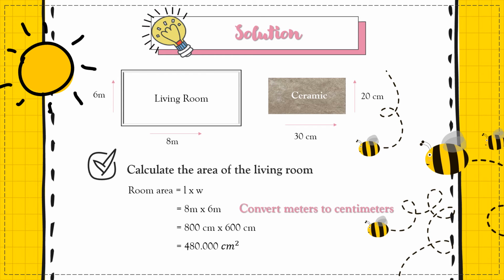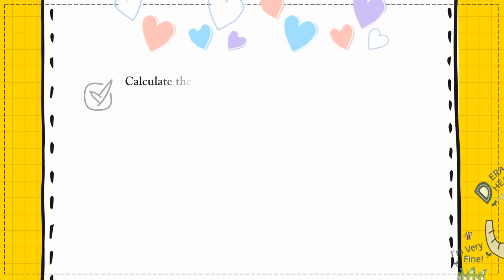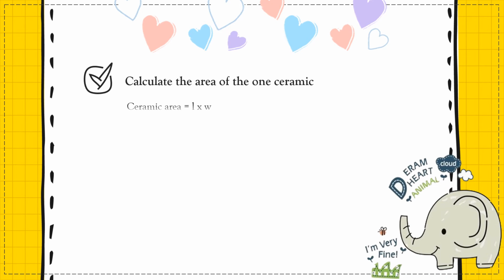So, the area of the living room is 480,000. Next, we find the area of the ceramic unit. Ceramic area equal length times width. 30 centimeter times 20 centimeter equal 600 centimeter square.